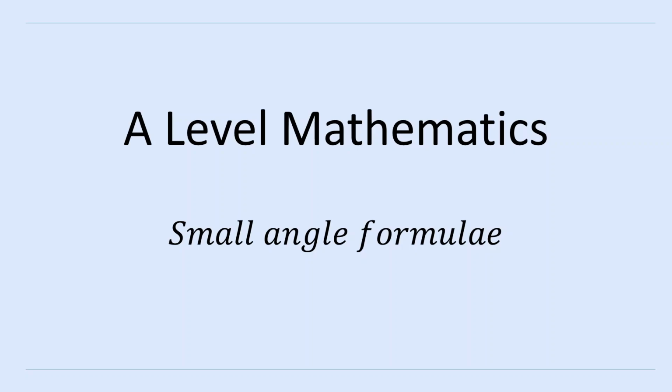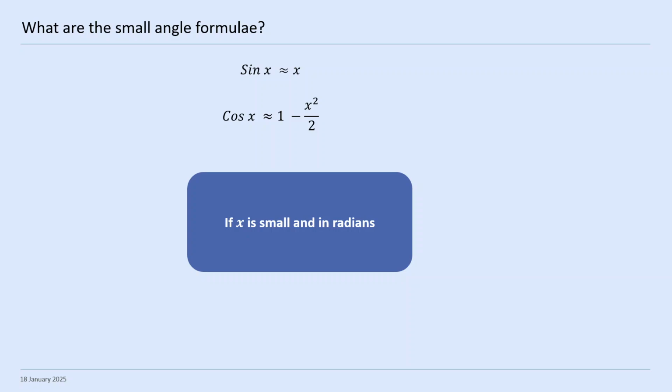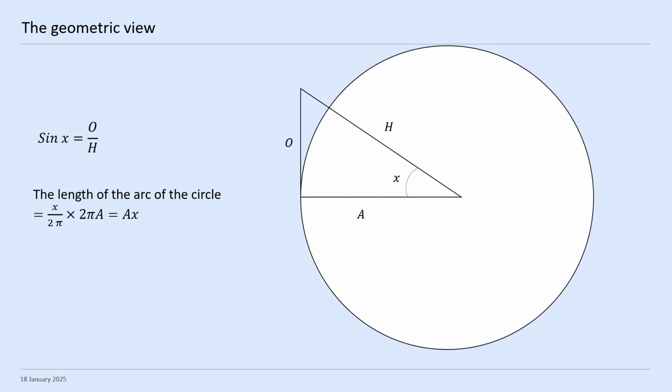I'm Simon. Today we're going to look at the small angle formulae as part of the A-level mathematics syllabus. So what are the small angle formulae? The first one is that sine x is approximately equal to x when x is small, which means close to 0. And the closer x gets to 0, the better the approximation gets. And cos x is approximately equal to 1 minus x squared over 2. x needs to be small, and x also needs to be measured in radians, not degrees or any other units.